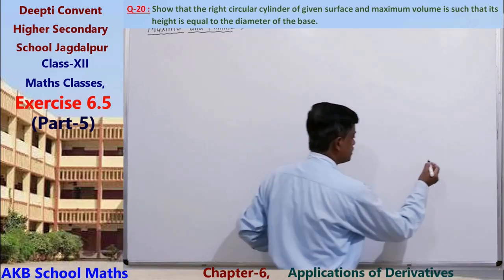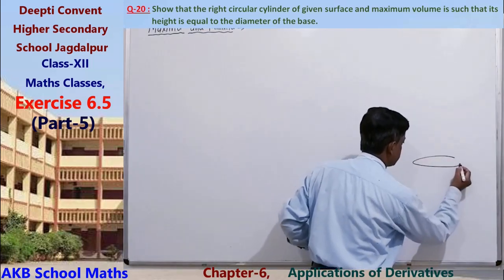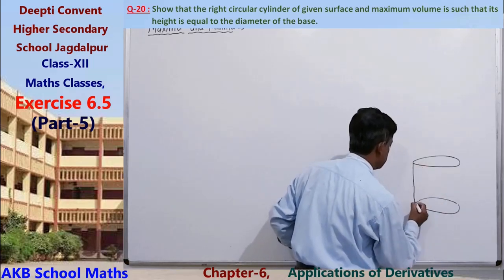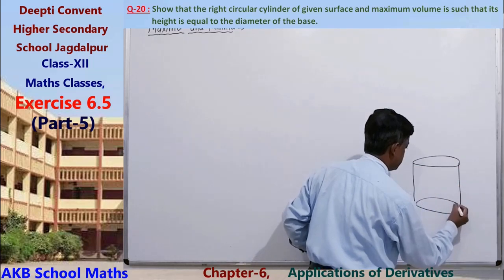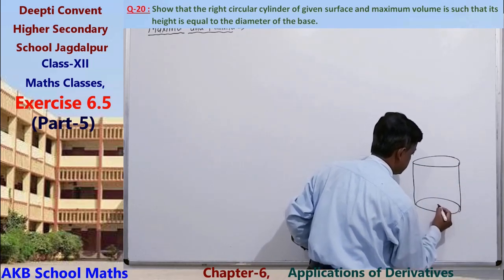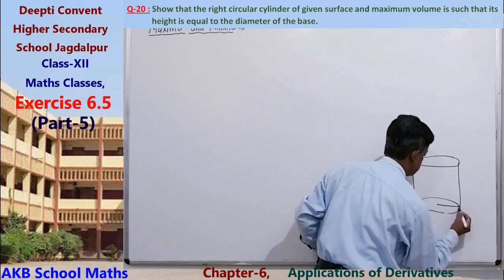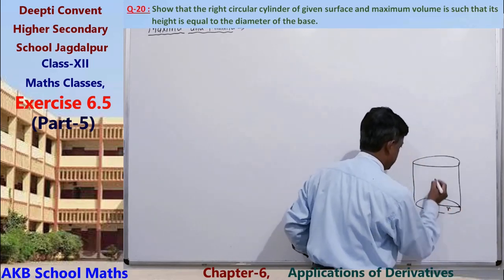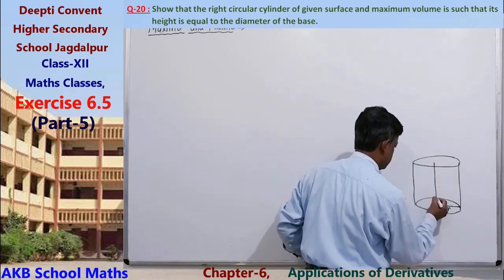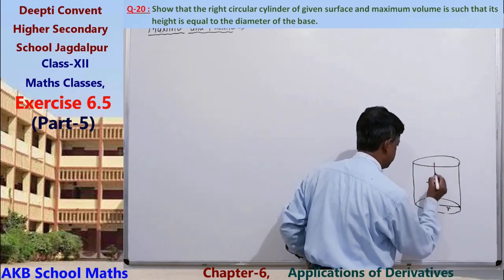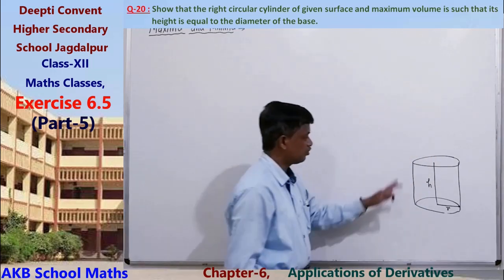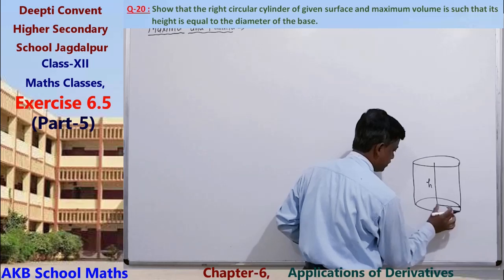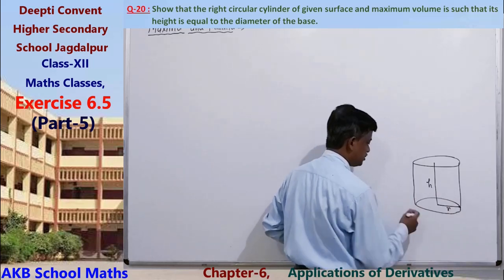Right circular cylinder means, suppose this is a right circular cylinder, its radius of the base is r and height is h. This is a right circular cylinder, the radius of the base is this, and the diameter of the base means 2r.